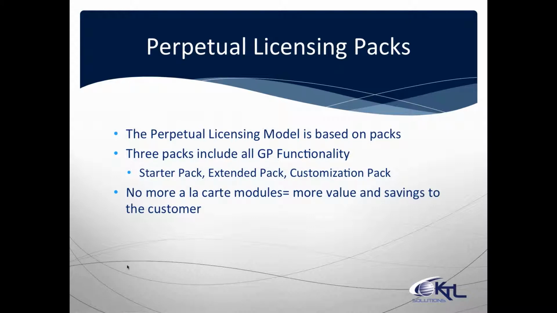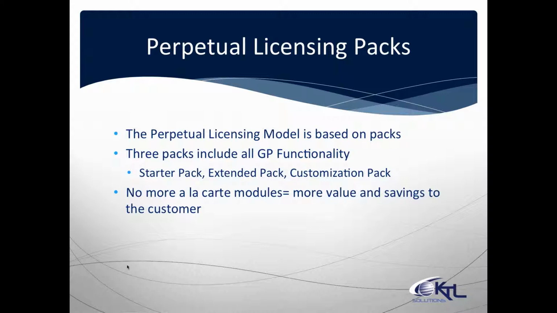So the perpetual licensing module basically is based on packs. There are 3 packs in the functionality. So the first is the starter pack. When you buy your first user with Great Plains, you get the starter pack. And the starter pack includes a number of modules that most organizations need without the need to buy additional functionality.